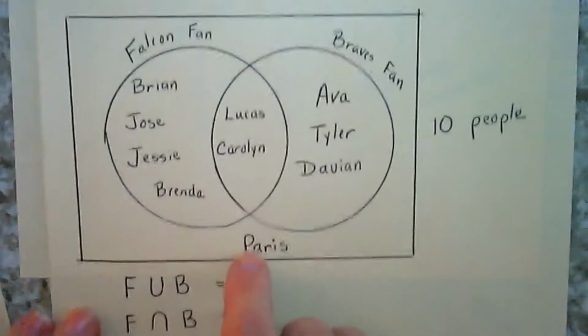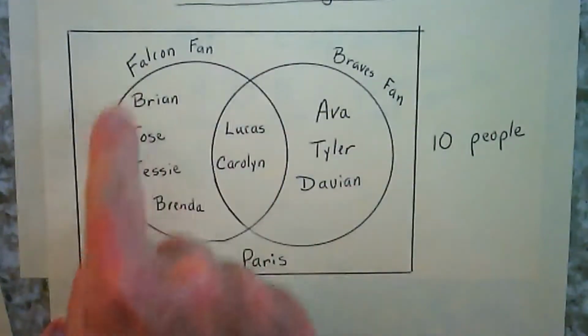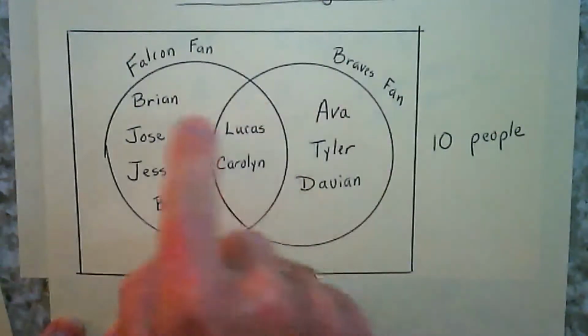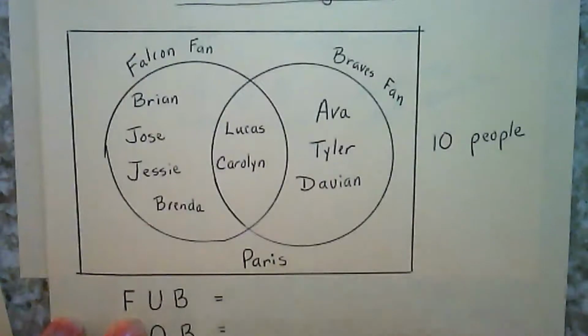So what is the group who are Falcon fans unioned with Braves fans? I want all the people in this circle and all the people in this circle. If I count them up: Brian, Jose, Jesse, Brenda, Lucas, Carolyn, Ava, Tyler, Davian, I would have 9 people out of 10 people in the union of Falcons and Braves.